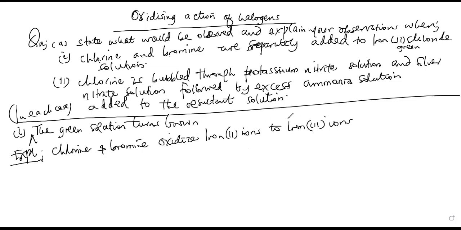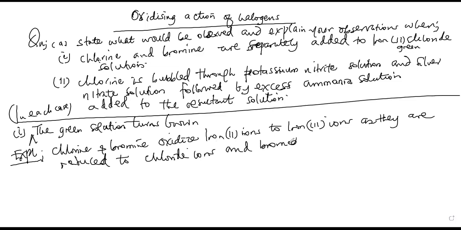So chlorine and bromine oxidize iron 2 ions to iron 3 ions as they are reduced to chloride ions and bromide ions respectively. They are reduced to these respective ions, the chloride and the bromide. So you have to demonstrate that using an equation.